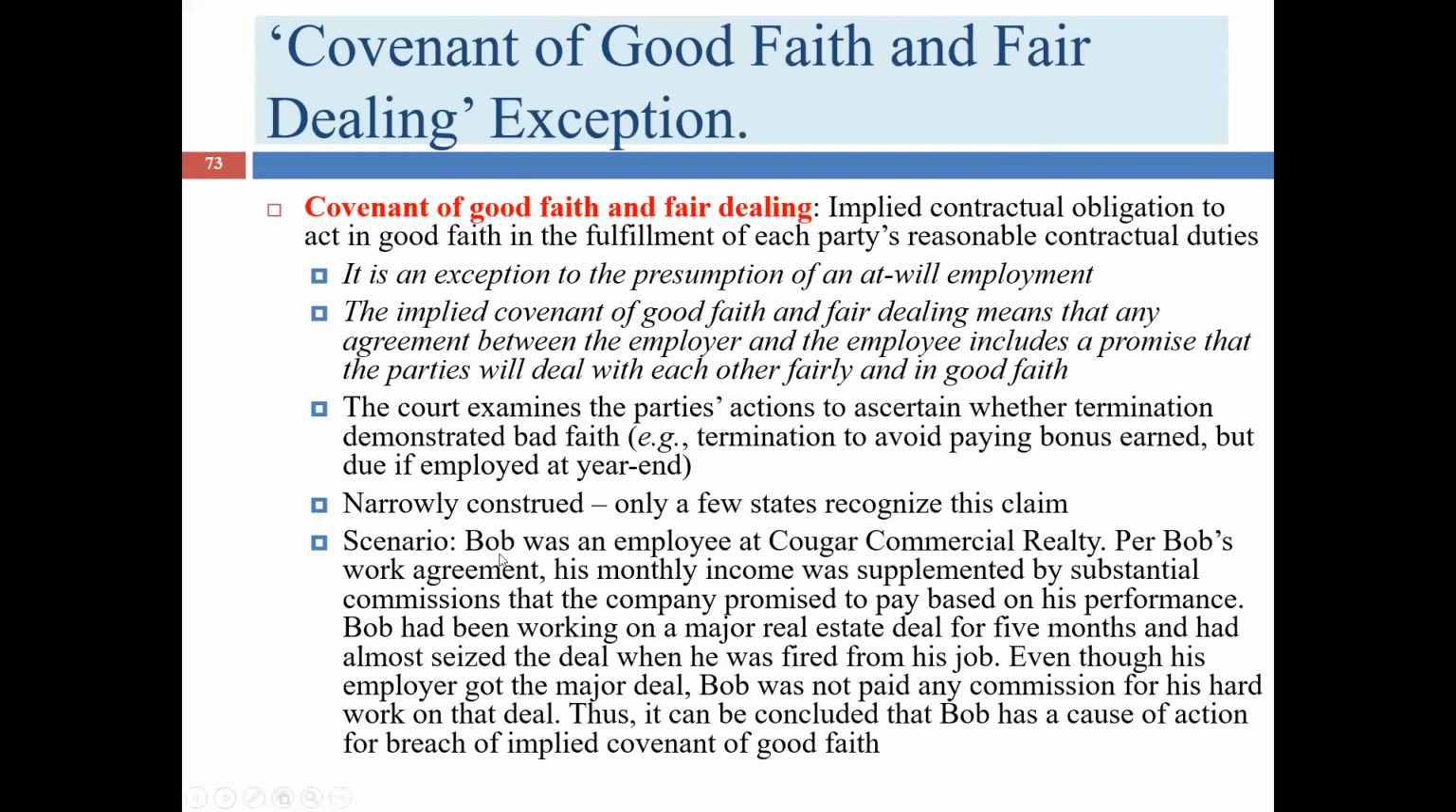Let's look at an example or a little scenario here. So Bob's an employee. His monthly income was supplemented by substantial commissions that the company has promised to pay him based upon his performance. He's been working on a big deal for 5 months and has almost finalized the deal, and he's fired right before it's finalized. The deal actually does go through, but Bob is no longer an employee, so he doesn't get that commission. Bob could argue that he's entitled to the commission because it looks like he was fired so that he wouldn't have to be paid the commission. That's actually an argument that could work in Texas.